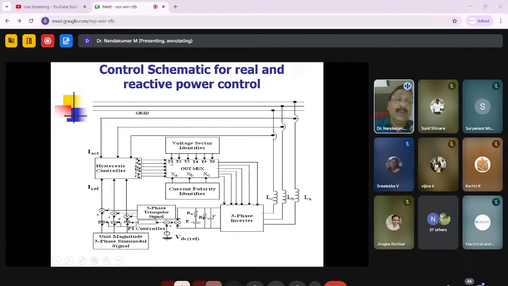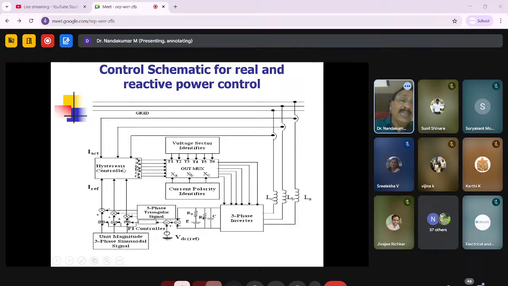What are the inputs? One is the voltage sector identifier, which tells which sector is to be identified. Second is the current polarity identifier, which tells whether the current is positive or negative. These two things will decide which switches are to be controlled. Clear? The current polarity identifier output as well as the voltage sector identifier T1 to T6, these two parameters will decide which of the 6 switches are to be controlled.